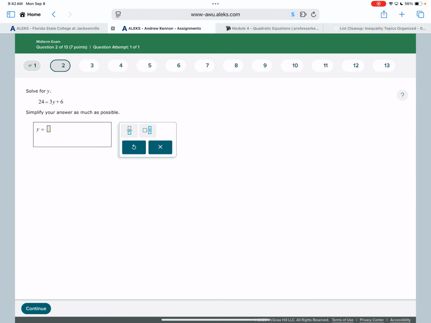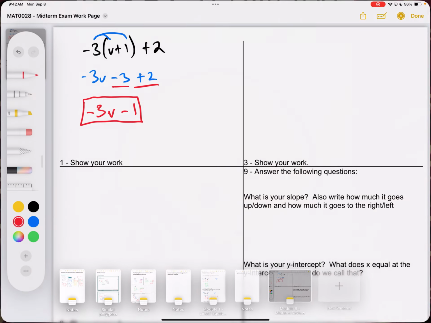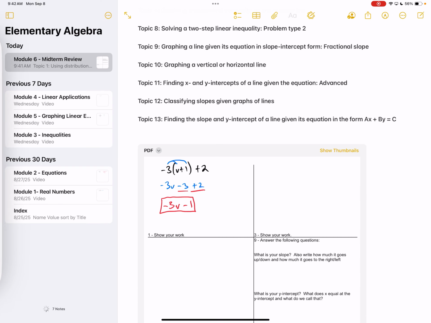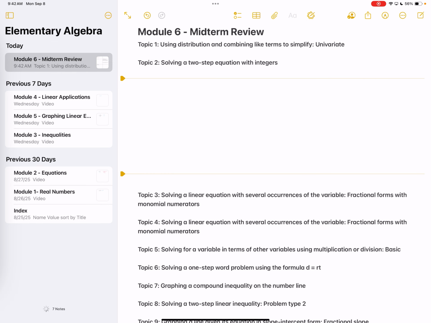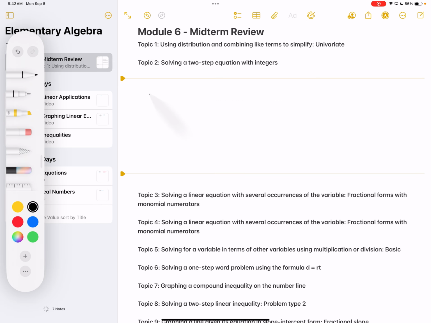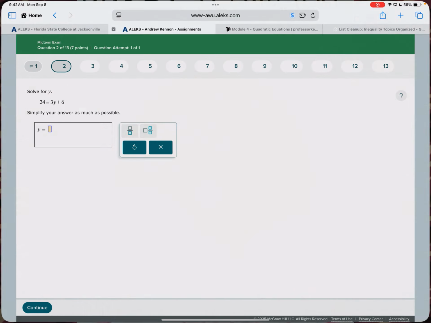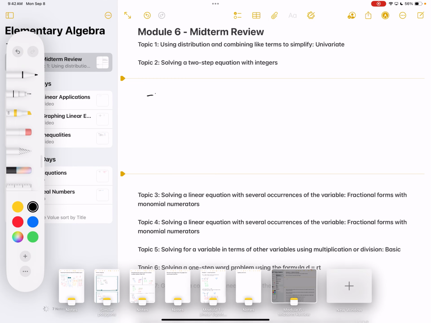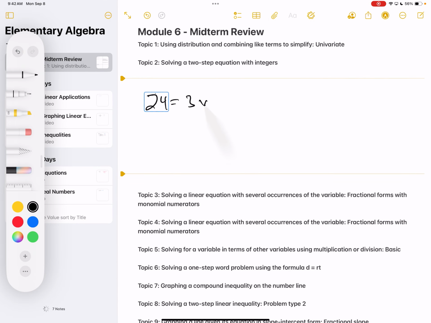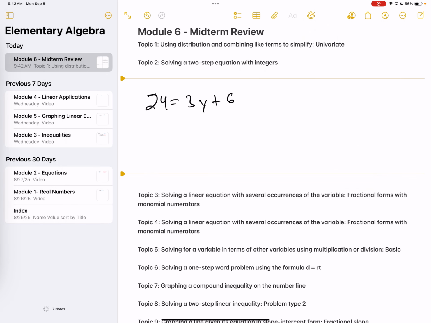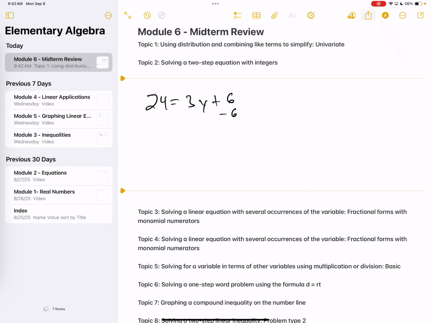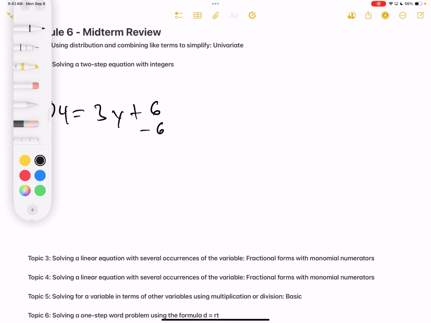Okay, so number 2 right here, 24 equals 3y plus 6. I don't need to see your work for this one. So you can have scratch paper to work the problems, obviously. On this one, we're trying to get y by itself. So we want to get the stuff that's bugging y away from it. Make that a little bigger for you.